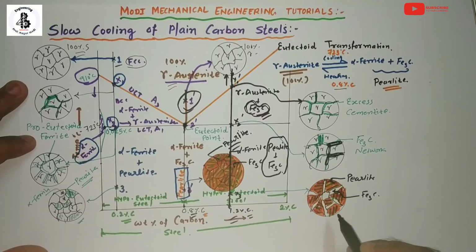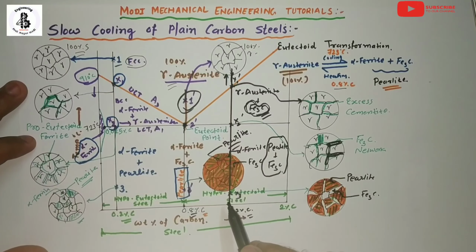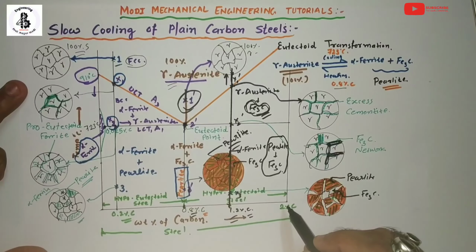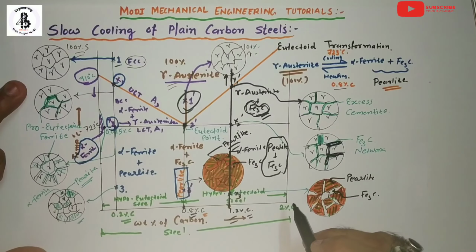So that is the microstructure at the x3 point, or you can say for room temperature for the hyper-eutectoid steel. So I hope you understand all three processes of the hypo-eutectoid steel. That 0.8% carbon is known as eutectoid steel, and between 0.8% carbon and 2% carbon, that is hyper-eutectoid steel. So I hope you understand this.